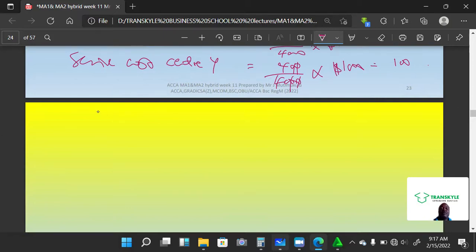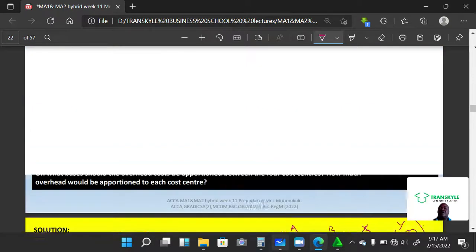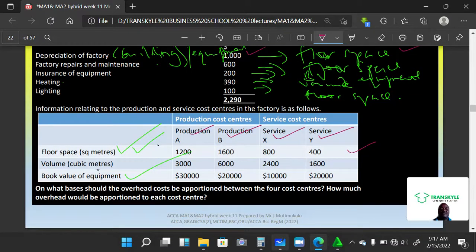Let's now apportion factory repairs and maintenance, and the total charge is 600. Okay, the total charge 600. Factory repairs and maintenance. But before you do that, you just have to find the basis, and we say that the basis is floor space.